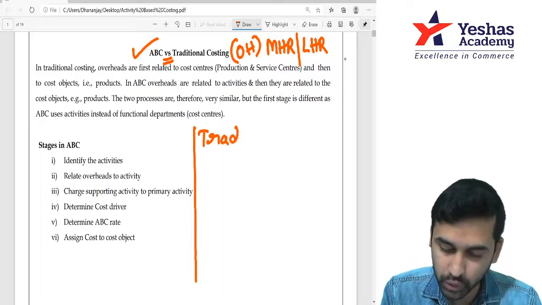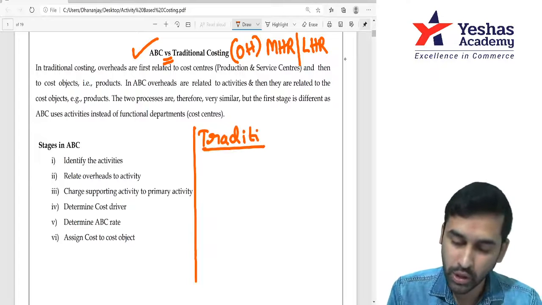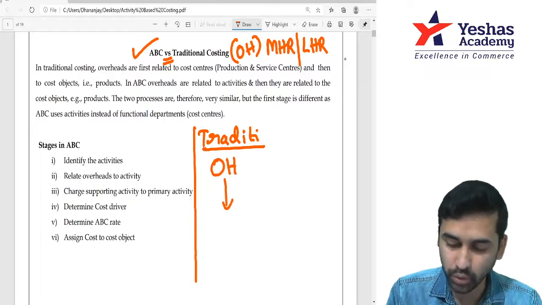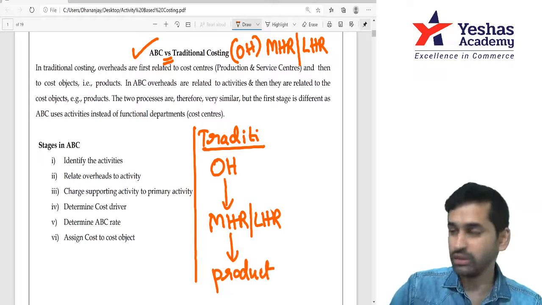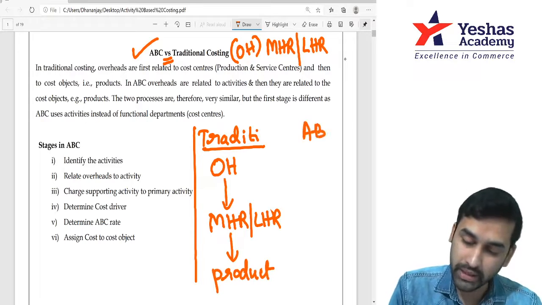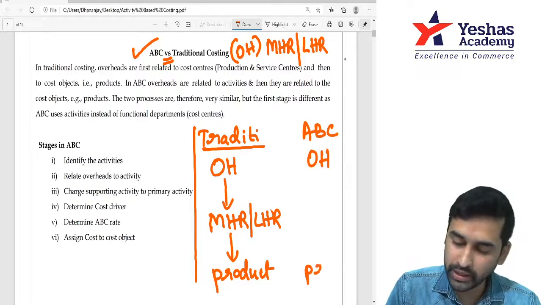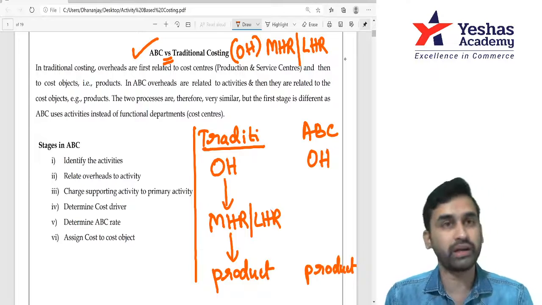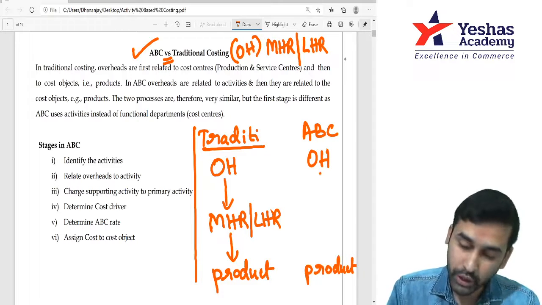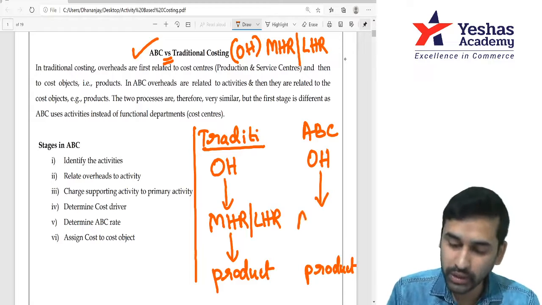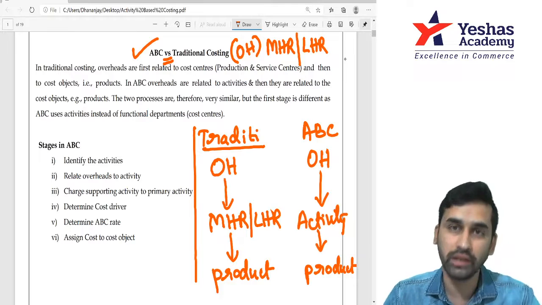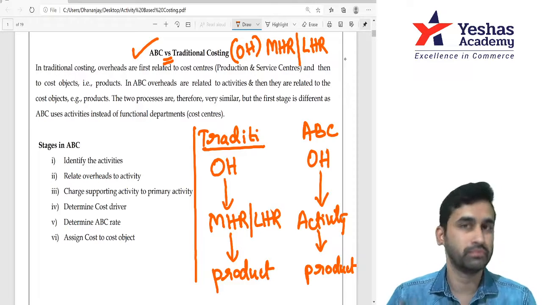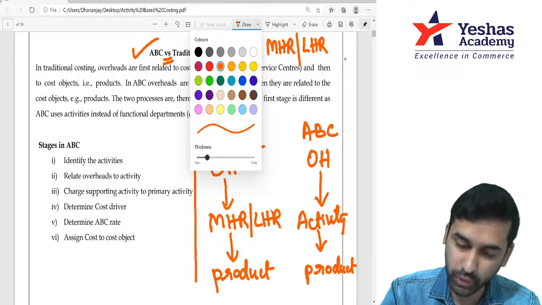Under the traditional approach, overhead will be linked to either machine hour rate or labor hour rate, and then that is linked to the product. In my example, it was mobile phone. But under ABC, same overhead, we need to link it to the same product. That means starting point and ending point will remain the same. But you will not link it using time, you will link it using activity. That is why the chapter name is activity based costing, not time based costing. Clear to you? Remember this, I want all of you to make a note of it.